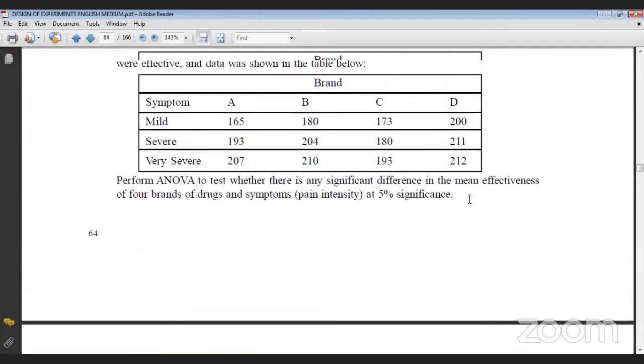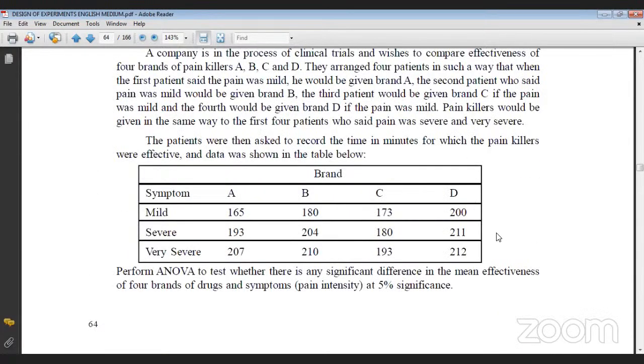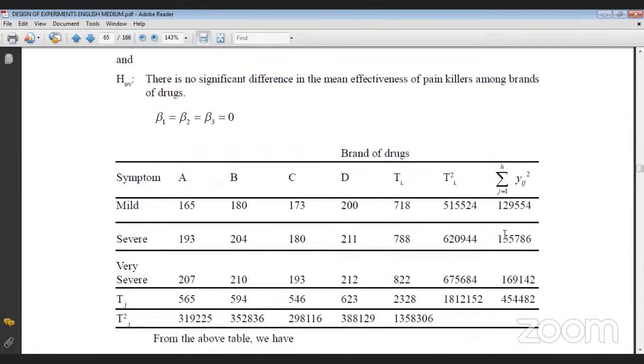Sir, you tell us once. Just a minute. Second one: 193, 204, 180, 211, 788. This is the value. Then where is it, sir? The A value is 565. 565 into 565, how much? 319,225. You have to check all these things up to D.